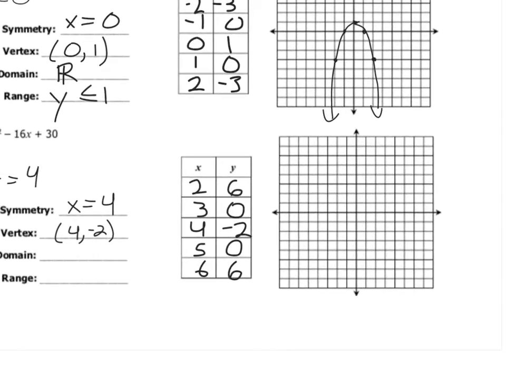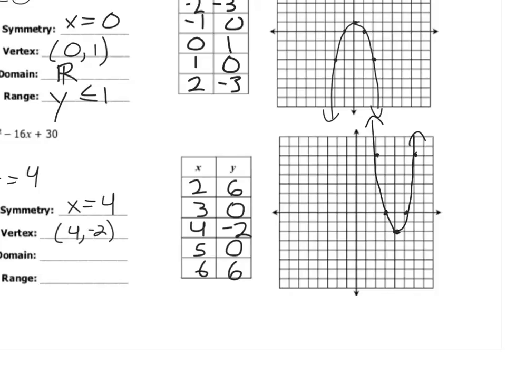Let's go ahead and graph that. Let's do our vertex first, 4, negative 2. That'll be down here. And we have 5, 0, which is going to be here. 3, 0, which is going to be right here. And we have 2, 6, which is going to be right here. And then we have 6, 6, which is going to be right here. Go ahead and make that U-shaped parabola.